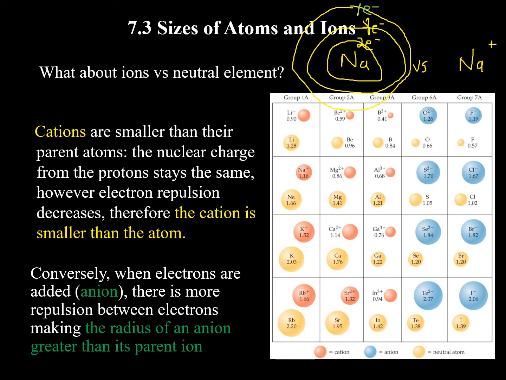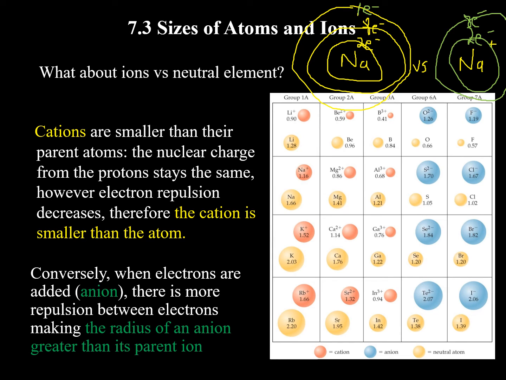And if we compare that to sodium plus, what happens here? The amount of protons stays the same. Sodium stays with 11 protons. However, the amount of electrons changes. So we still have 2 electrons here, and we have 8 electrons. We've lost an electron. That's why we have a plus sign.